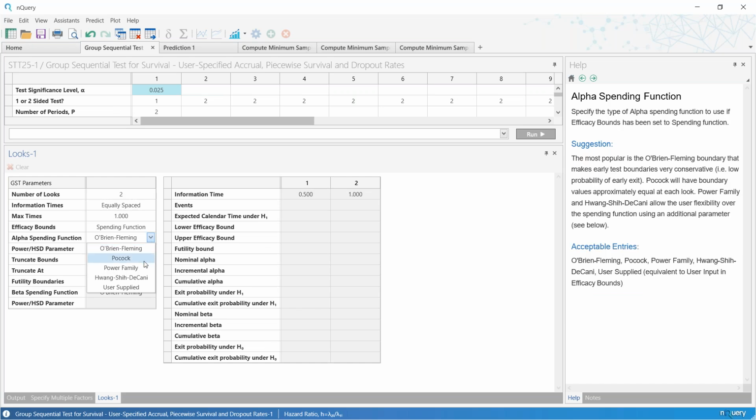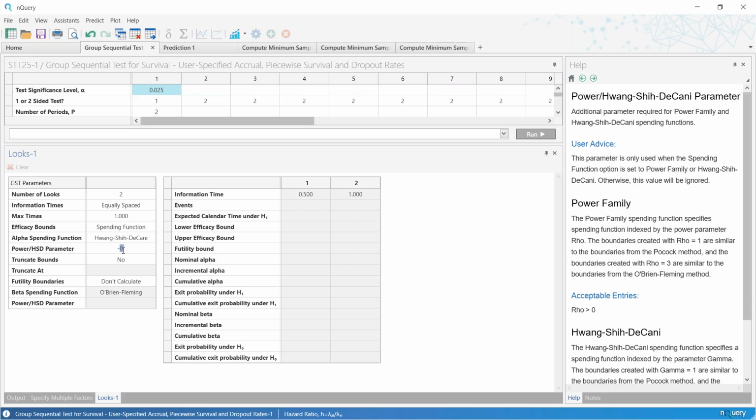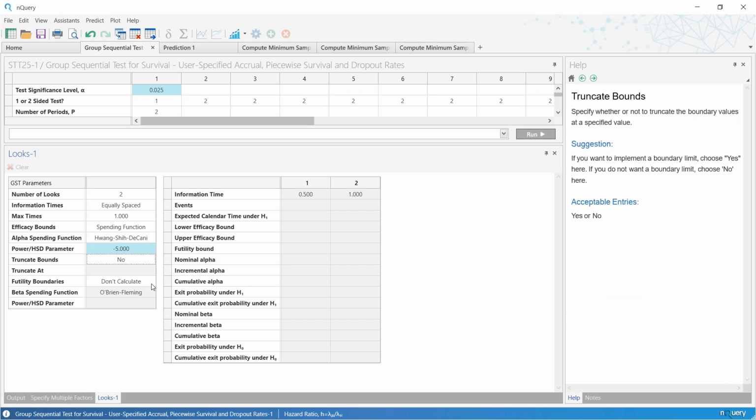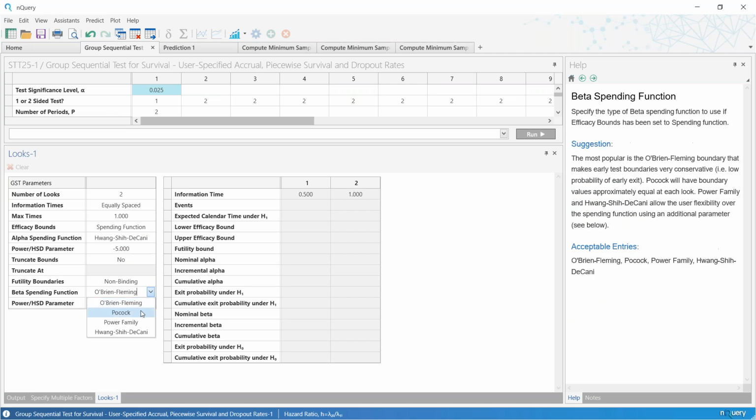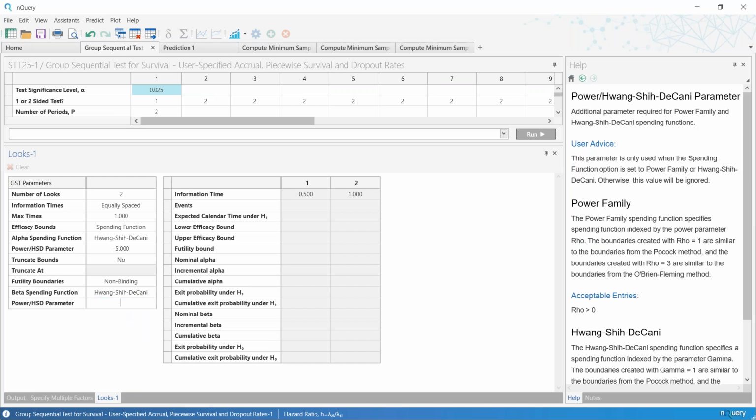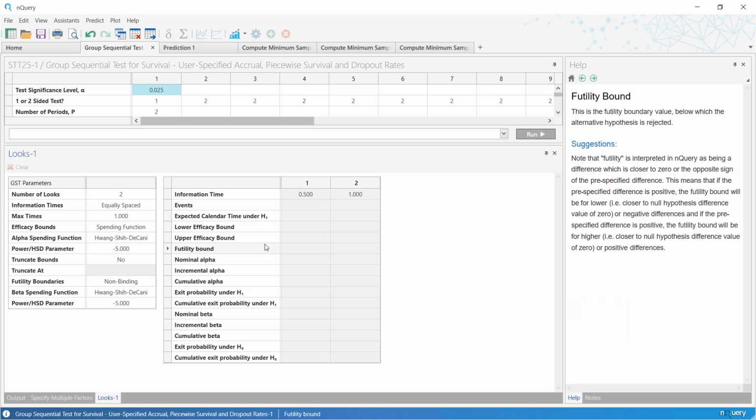And then we want to add our 2 spending functions, which as mentioned were both Hwang-Shih-DeCani or the gamma family with parameters of -5 in each of them. As mentioned, it's a non-binding futility bound because that means you have the flexibility that if you cross the futility boundary and you choose to continue the trial for whatever reason, that your trial would not have inflated type 1 error by making that choice. Obviously, just that flexibility for very little cost makes a lot of sense, and that's why it's generally the standard way this is done.